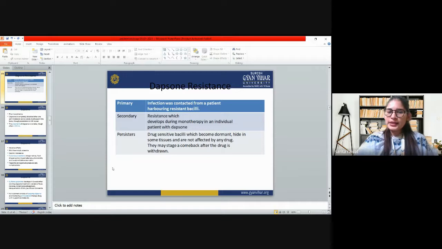Now, as you can see, this is dapsone resistance, which can be primary or secondary, and there is also persistence. When we say primary, the infection was contracted from a patient harbouring resistant bacilli. Secondary resistance develops during monotherapy with dapsone in an individual patient. Persistence is when sensitive bacilli become dominant, hide in some tissues, and are not affected by any drug, and they stage a comeback after the drug is withdrawn.